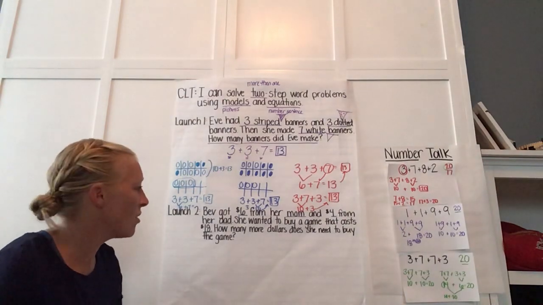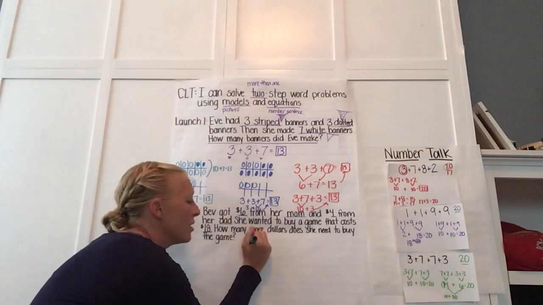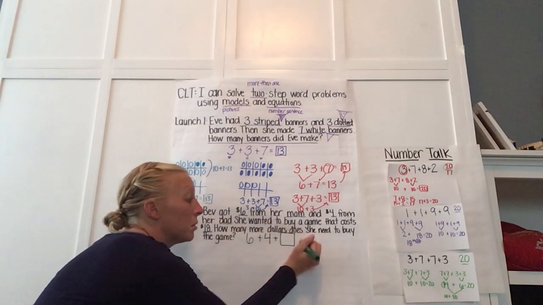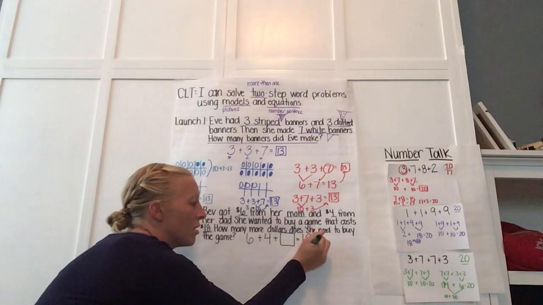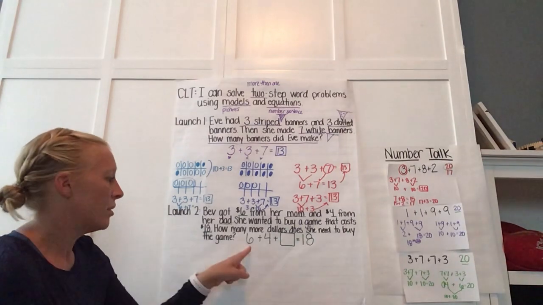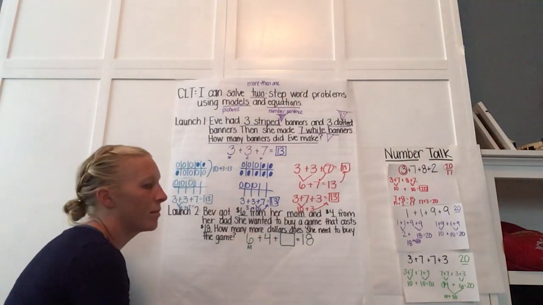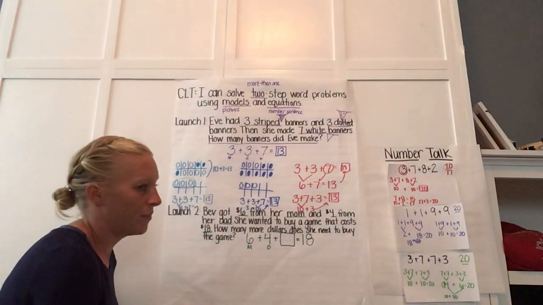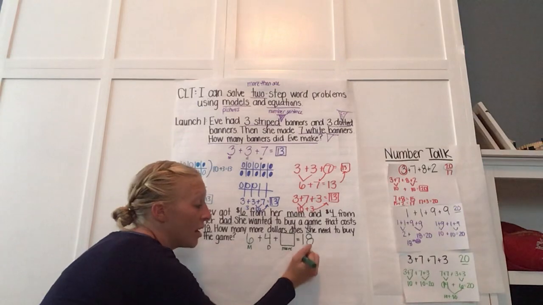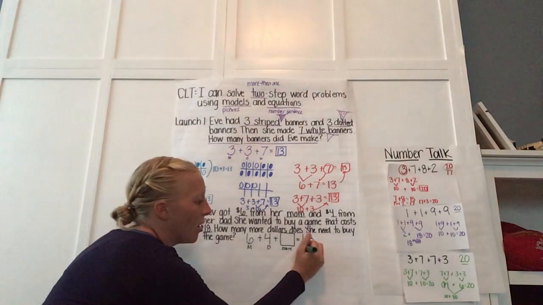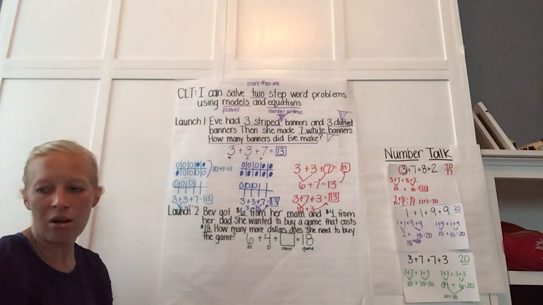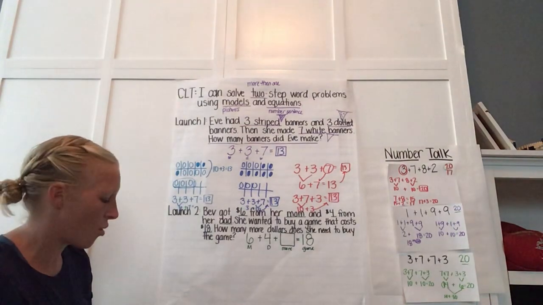Alrighty, over here, tell me what our equation is going to be. 6 plus 4 plus, we don't know, equals 18. And tell us why this matches the story. 6 from mom, 4 from dad. She needs this more, right? Because that's how much the game costs. So how might we solve this? Go ahead and start showing your thinking.